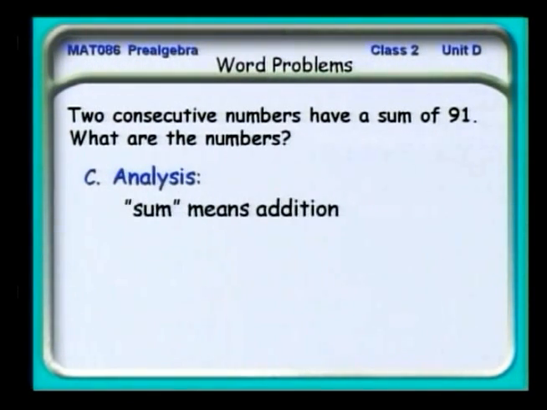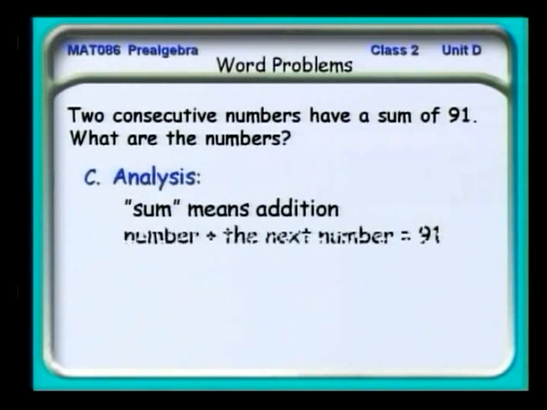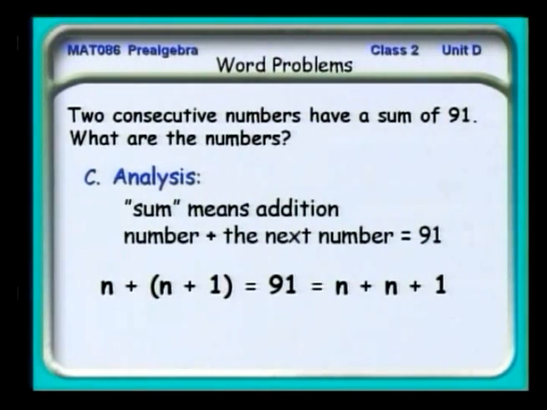And to analyze it, we know that the sum means addition, and we know that the number plus the next number in line is 91. We can now express this as an equation, n plus the quantity n plus 1 is equal to 91. Now we know with addition, the location of the brackets won't make any difference on the sum, so we can just remove the brackets and get n plus n plus 1 is equal to 91. N plus n is 2n, so we wind up with the equation based on our analysis that 2n plus 1 equals 91.